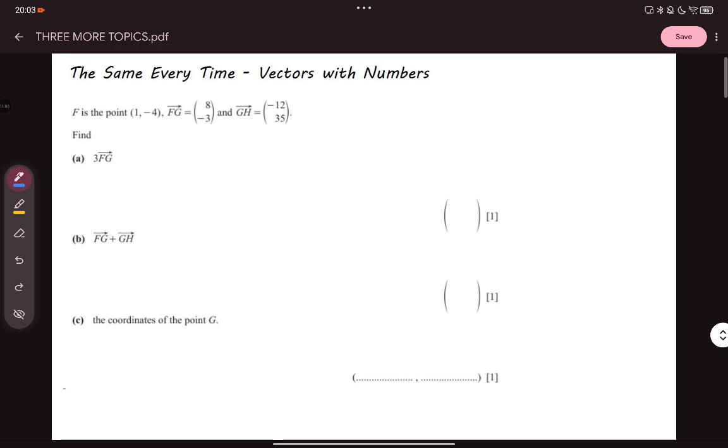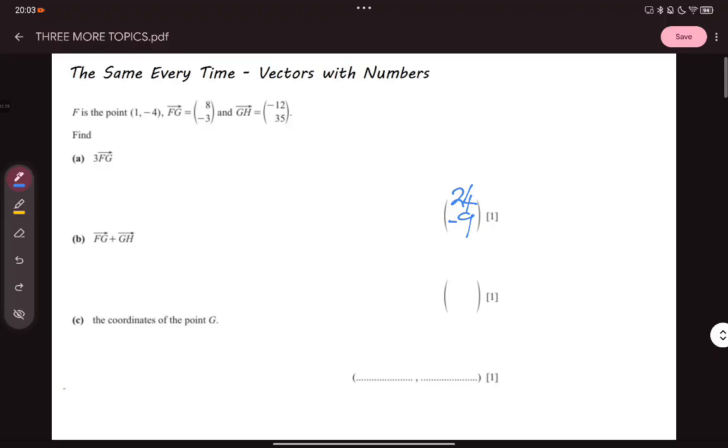So 3 times FG. FG is 8, -3. Just multiply both the numbers by 3. So 24 would be 3 times 8, and 3 times -3 is -9. So 24, -9.